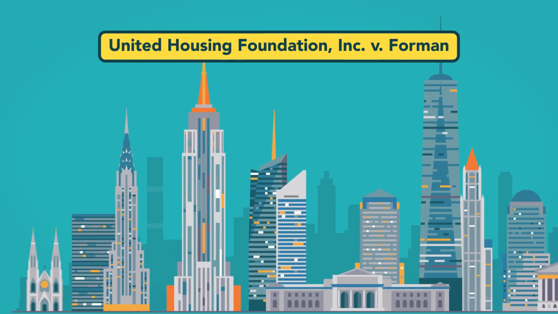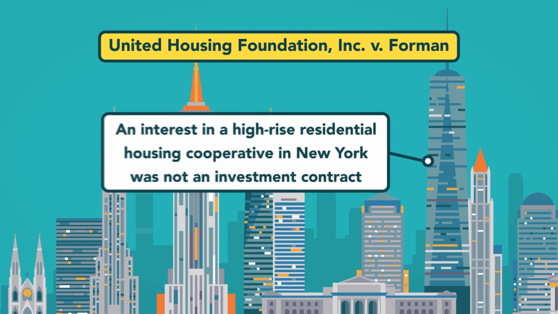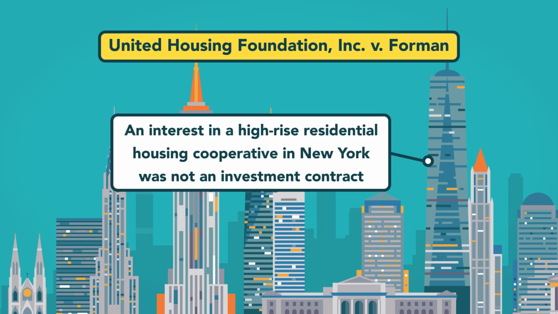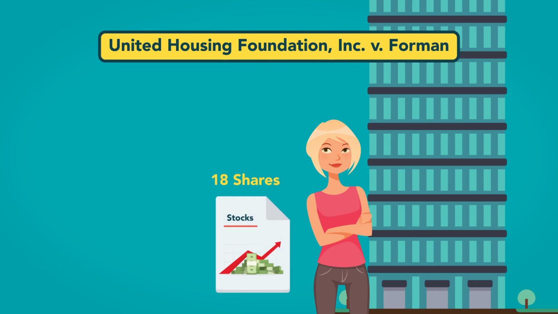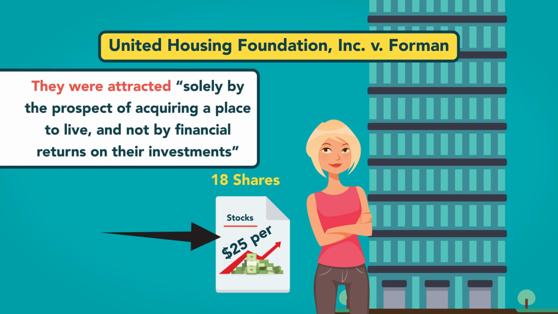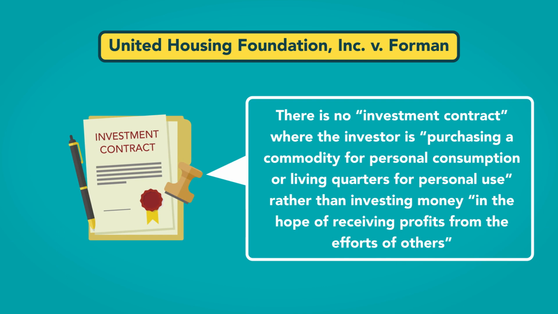In United Housing Foundation Incorporated versus Forman, the Supreme Court determined that an interest in a high-rise residential housing cooperative in New York was not an investment contract. To obtain the right to live in the building, residents had to buy 18 shares of stock at $25 per share for each room in the apartment. Although the residents invested money in exchange for an interest in a housing cooperative, they were attracted solely by the prospect of acquiring a place to live, and not by financial returns on their investments. There is no investment contract where the investor is purchasing a commodity for personal consumption or living quarters for personal use, rather than investing money in the hope of receiving profits from the efforts of others.